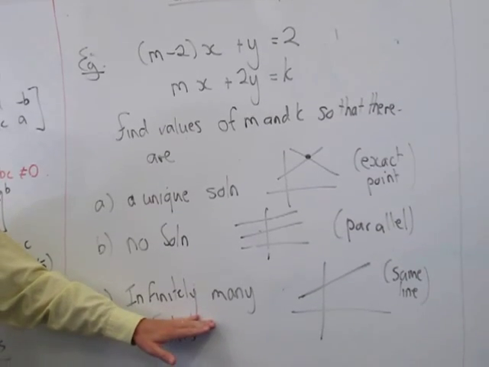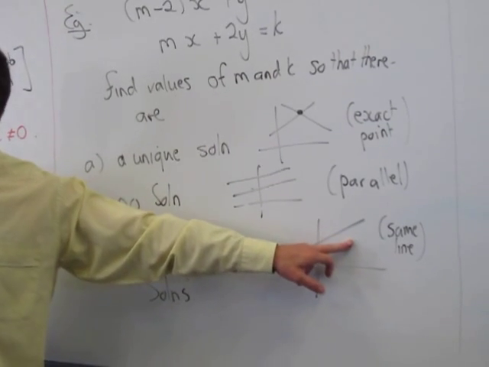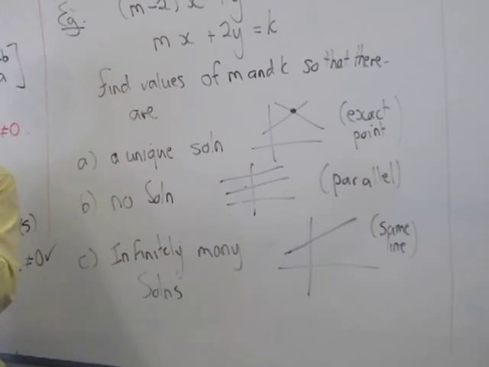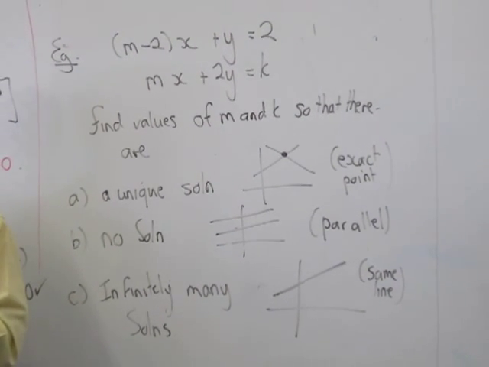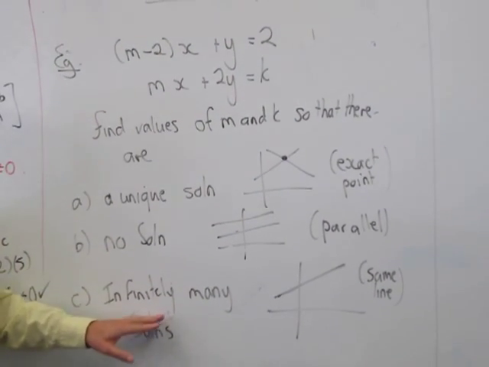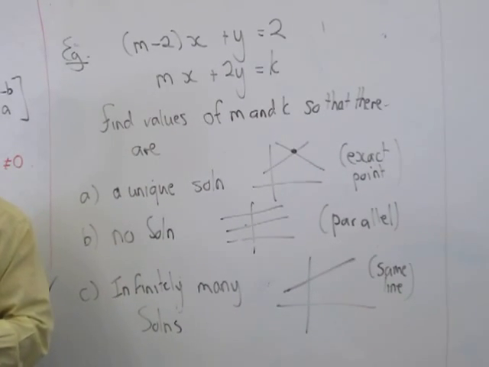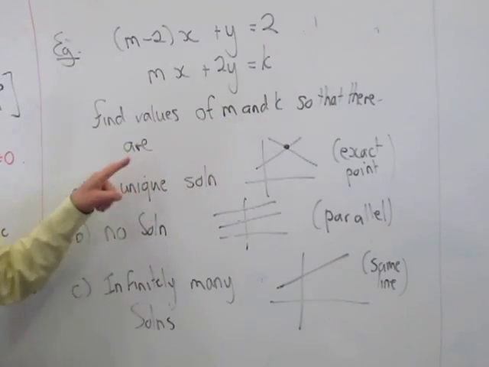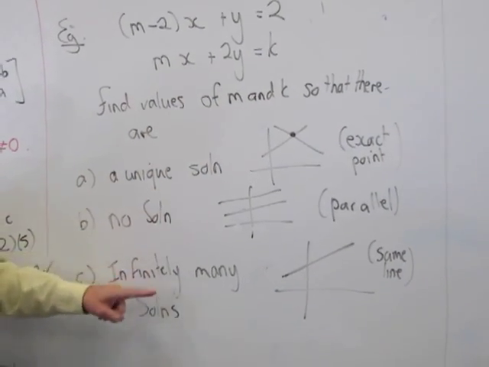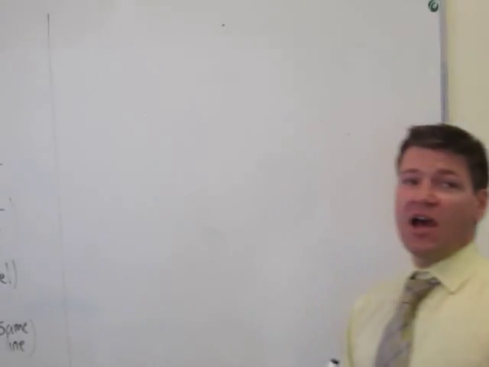And the last type is infinite, where it's kind of silly, but because there's unknowns, you can actually have the same line. So if you can substitute the right value for m and the right value for k, you could maybe create the same equation. So that's what infinite means. How many times do they intersect? Well, supposedly they're actually infinite. So the question here is saying, find the values of m and k so that there are a unique solution, no solution, infinite. Now this is the way you should start every single question.